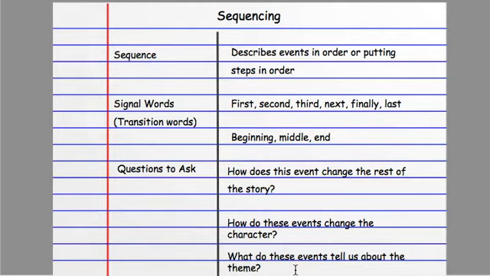Now, if you don't remember, theme is like the message that the author wants you to learn. It might be to tell the truth, or be kind, or that family is important. But our events help us learn what the author wants us to learn.